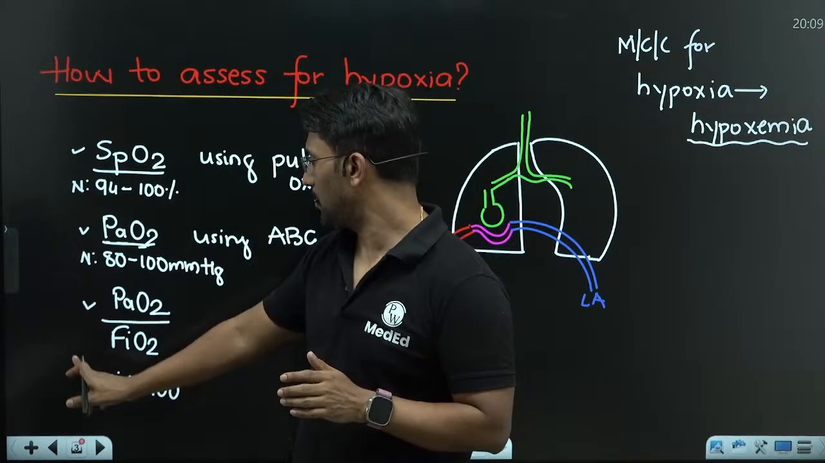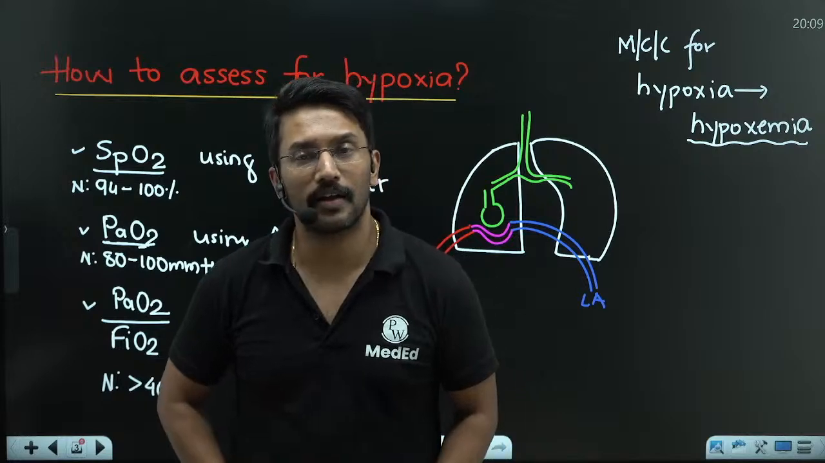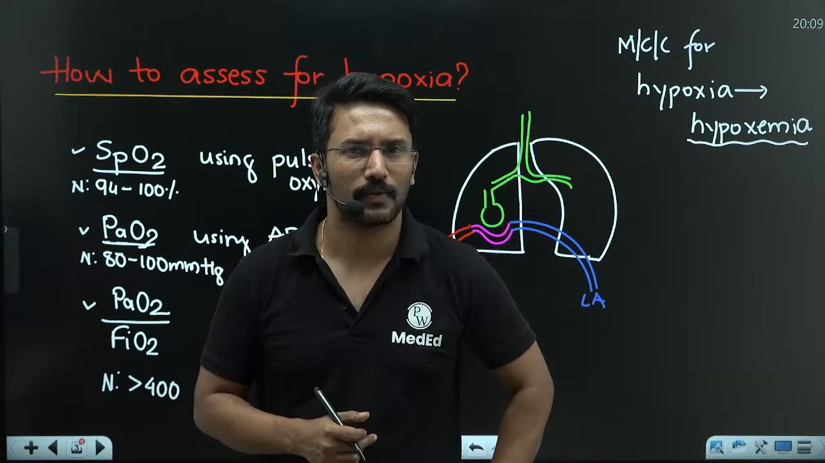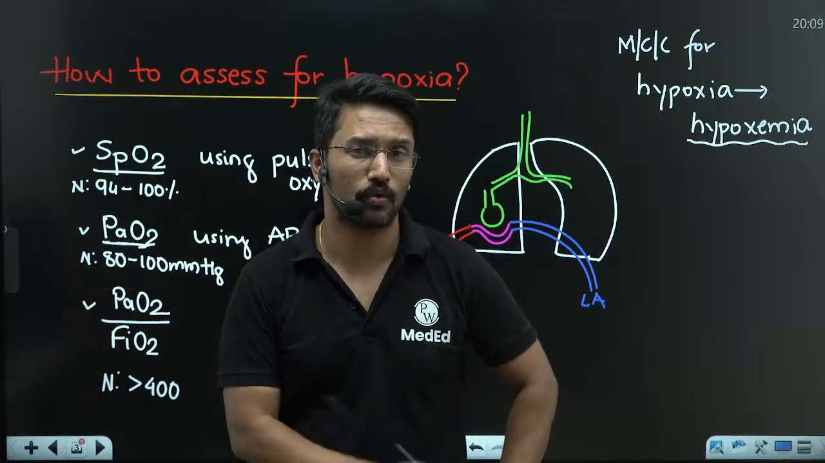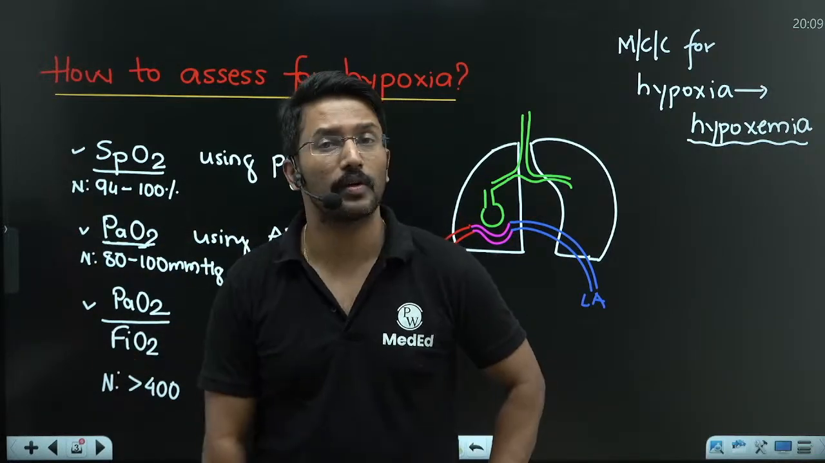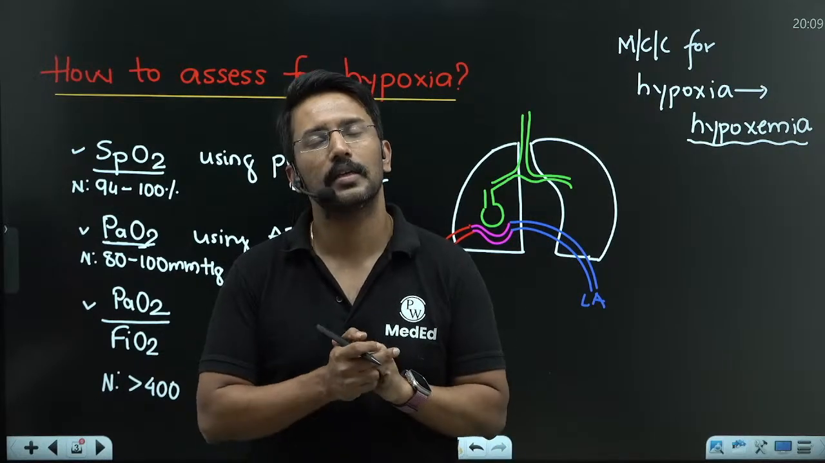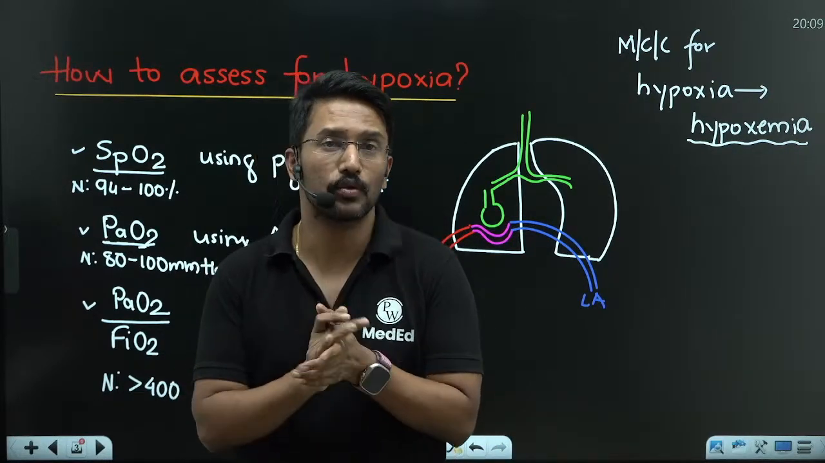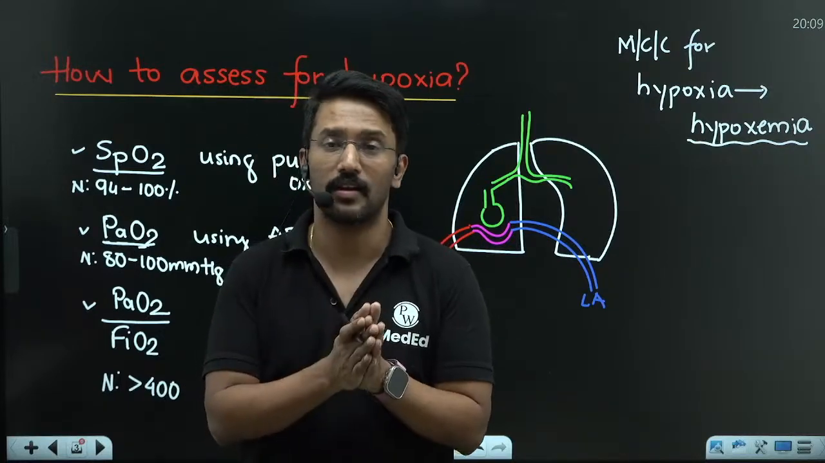Can anybody tell me in what setting we use the PaO2 by FiO2 ratio for identification of hypoxemia? Because in most clinical settings we start with SpO2, if required we look at PaO2. But there are some conditions where we should not rely on these, rather go for the PaO2 by FiO2 ratio. Which is that condition? Yes, we use it for the diagnosis of ARDS or acute respiratory distress syndrome, ARDS.